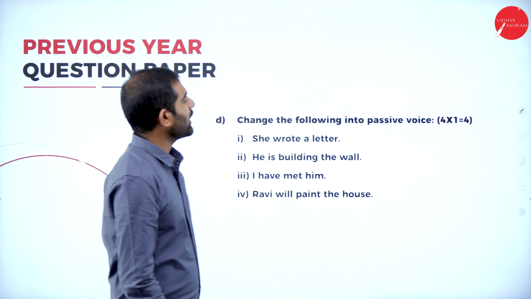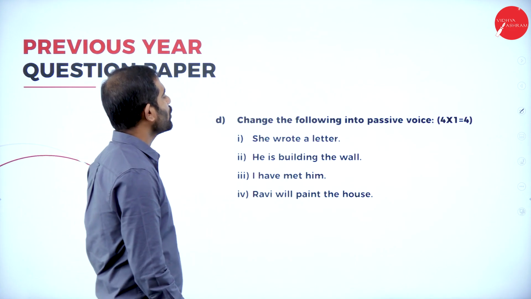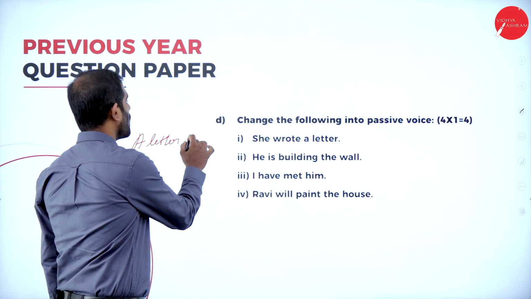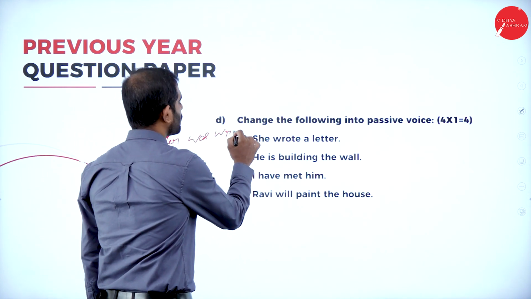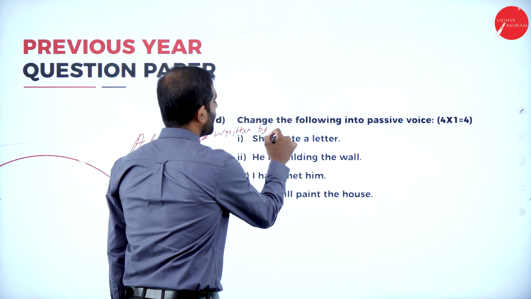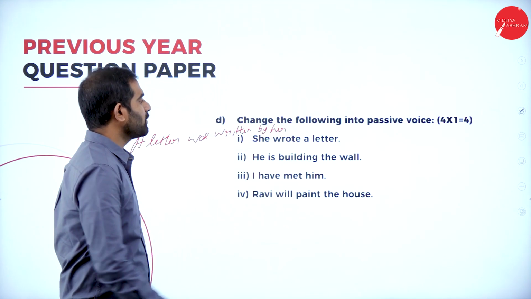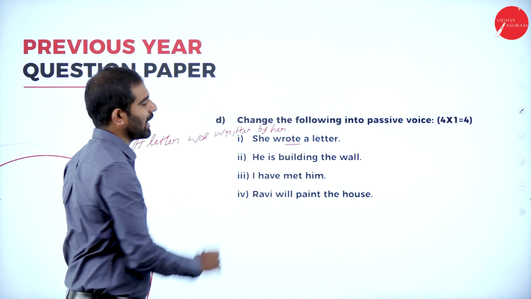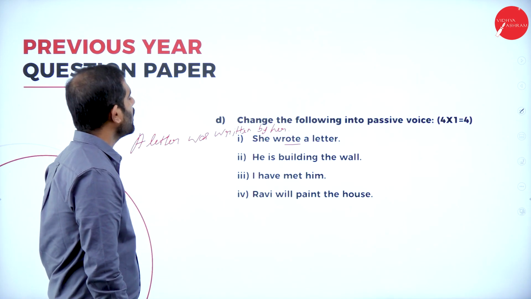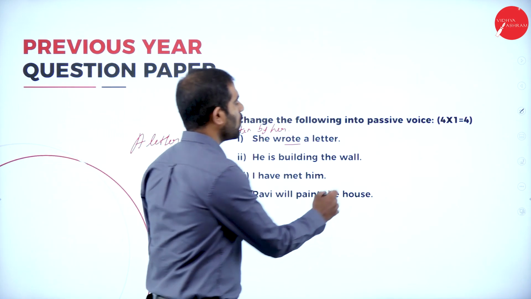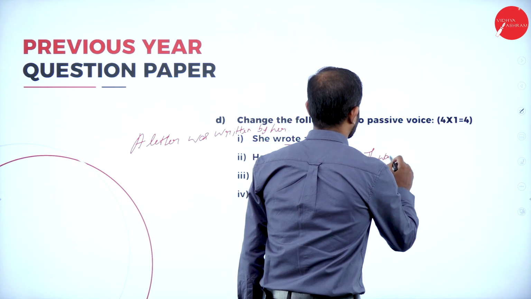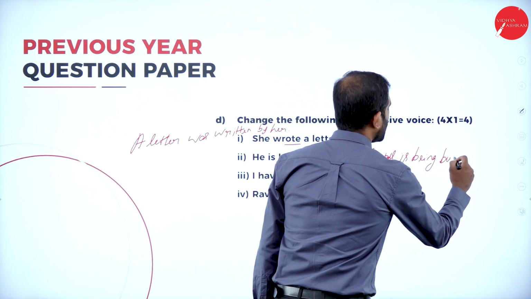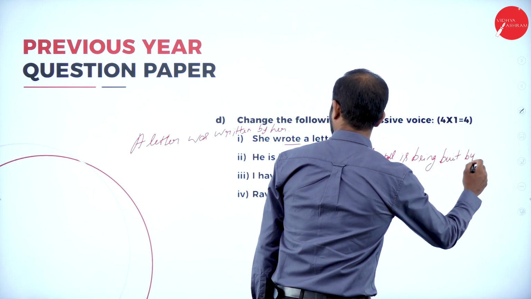Next one is change the following into passive voice. This is very important. She wrote a letter. A letter was written by her. If this is right, she writes a letter, then a letter is written by her. You need to be careful with tenses here. He is building the wall. The wall is being built by him.